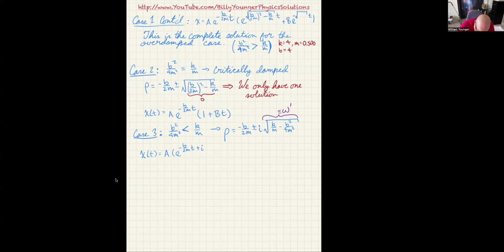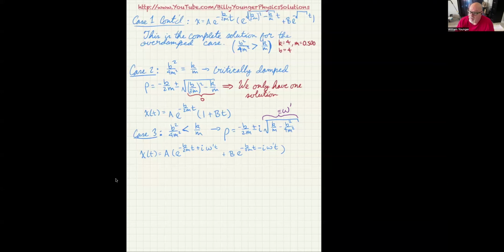So I'll put plus i, the square root of k over, well, actually, you have it shown exactly what this omega prime is. So I'm going to go ahead and say omega prime t plus some other constant, let's call this one b, times e to the negative b over 2m t minus i omega prime t. So that's one way we can write it.